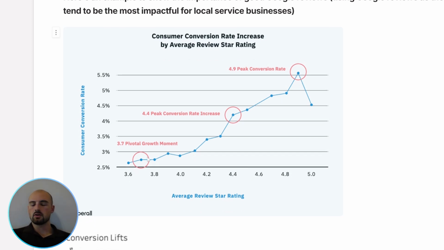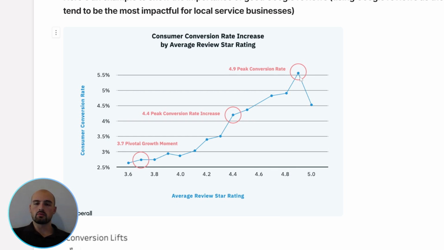And then you can see how going from, let's say, a business that's rated 3.7 on Google My Business is going to lead to an increase in conversion rates of almost 3% total. And it's more than a double. So you're doubling the amount of business you're going to get just by improving the rating of your reviews.